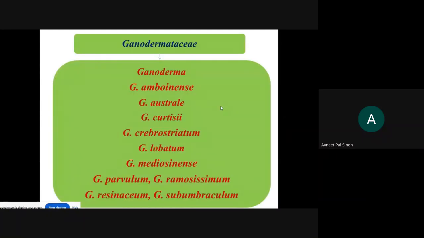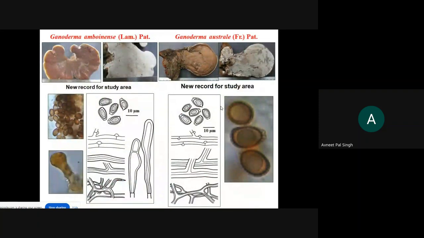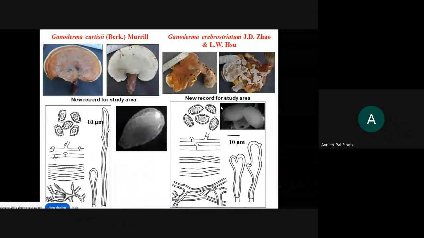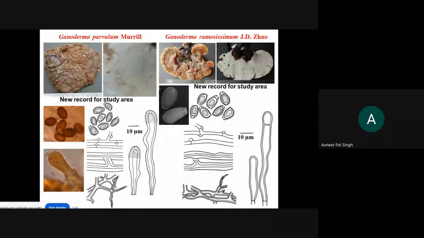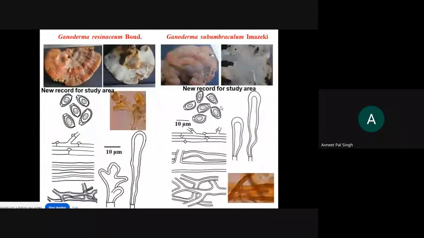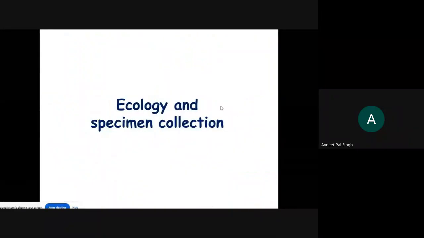It gives me pleasure in sharing with you that on the basis of morphological characters, we have described more than 52 species of genus Ganoderma. So I'll just show, based on this, we could describe so many new records of genus Ganoderma. Look at the diversity and variation in their macro and morphological characters. So very easily you can work upon these fungi and you can describe the diversity. So this is the first part of my talk, how to analyze those morphological characters.